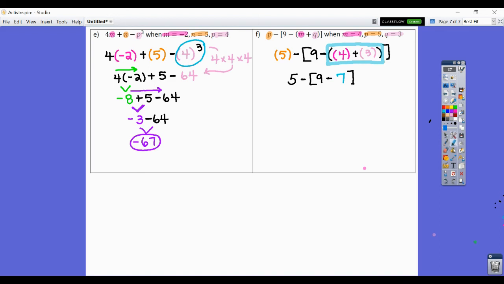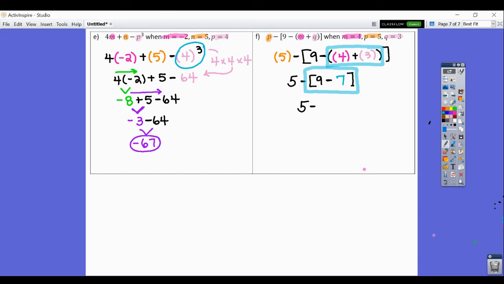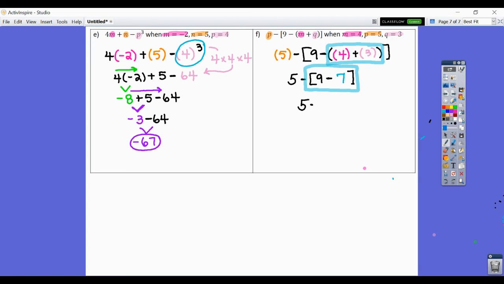Now, I go ahead and solve my square bracket parentheses here. I keep the 5 and the subtraction outside of it. 9 minus 7 is going to come out to be a 2. And then I can drop the parentheses because I now just have one number written here inside my parentheses. So no parentheses needed when I simplify to one number. 5 minus 2 comes out to be 3. And that's going to be my final answer.